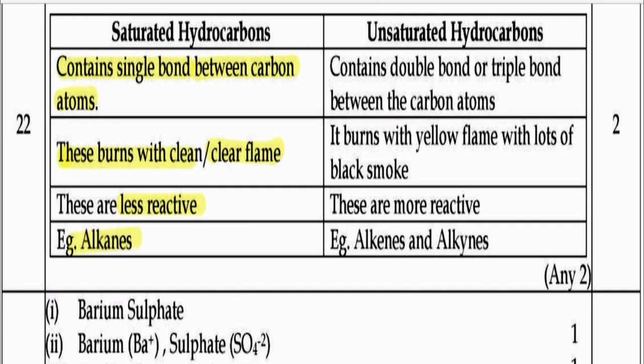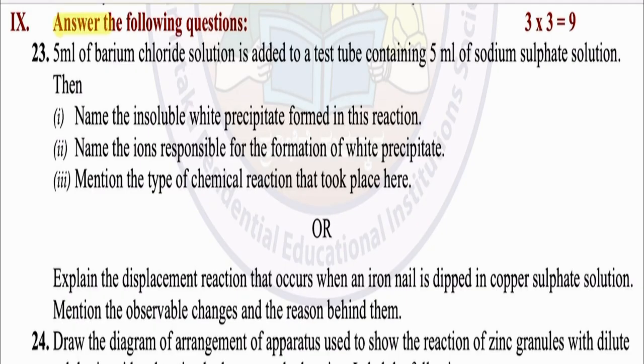alkanes. Whereas unsaturated hydrocarbons contain double bonds or triple bonds between carbon atoms and burn with yellow flames with lots of black smoke. They are more reactive. Examples are alkenes and alkynes. 9th main, answer the following questions.